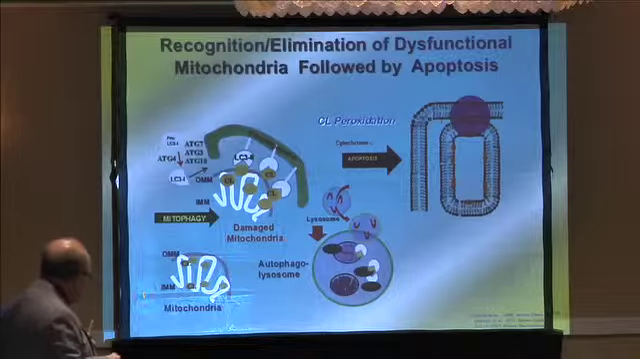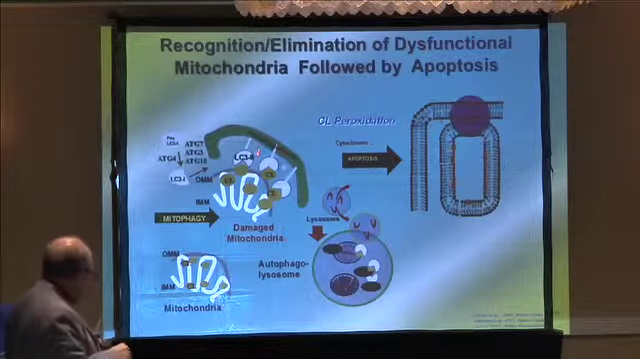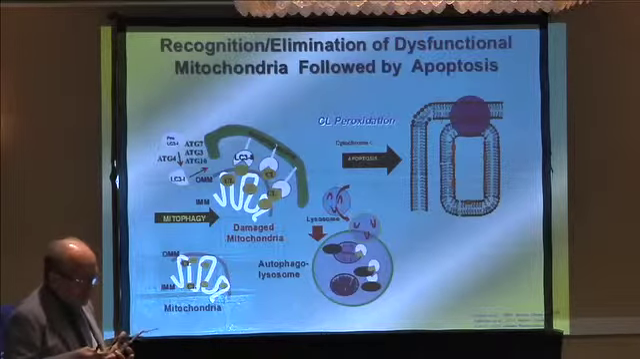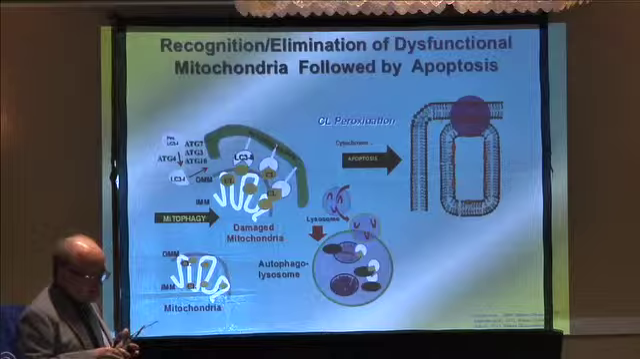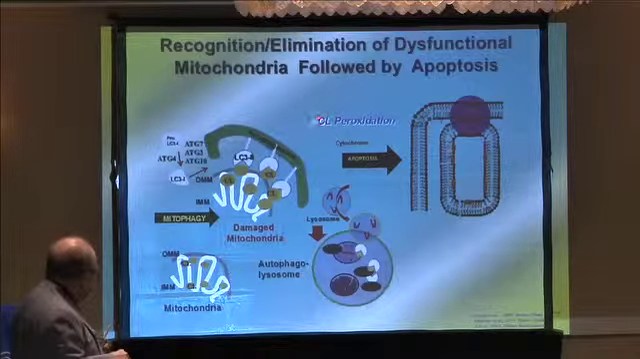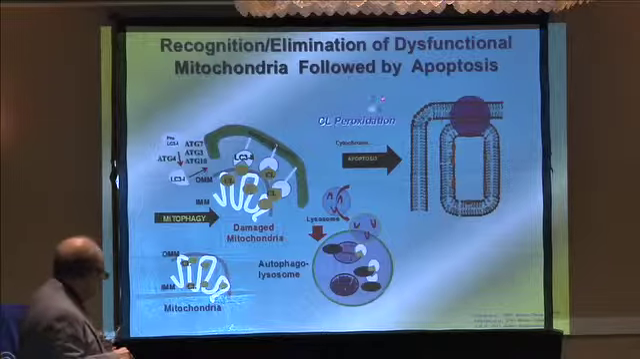But if the injury continues and bad mitochondria accumulate, then mitophagy cannot help. So this cell has to go. And this cell goes when cardiolipin undergoes peroxidation.